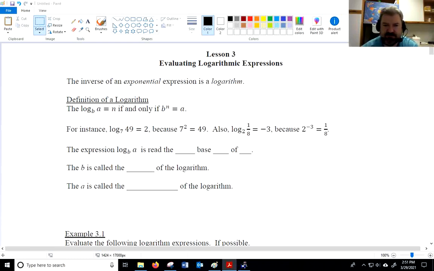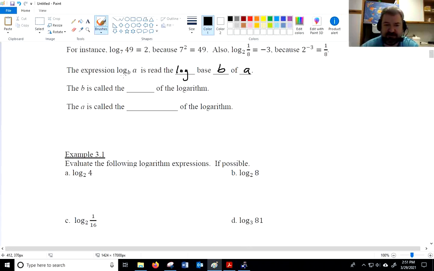The expression log base b of a is read "the log base b of a," which you've heard me say now several times, but I want to make sure that you have that on paper that you can reference. How do I read that statement? The b is called the base of the logarithm, that little number there. And the a is called the argument of the logarithm.